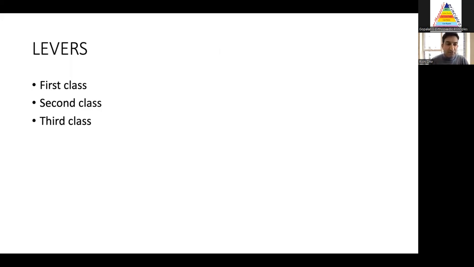So the next concept I want to talk to you guys about is levers. And what is a lever? Well, a lever is basically a mechanical system which is made up of three components: a fulcrum, a load, and a force. And the class of lever, first, second, or third, depends upon the relationship between those three parameters.